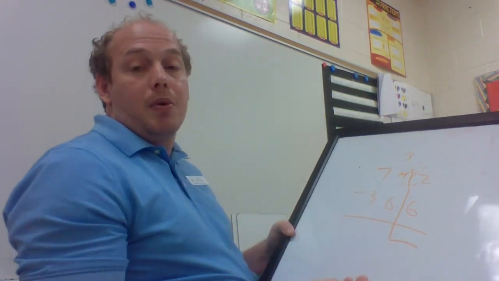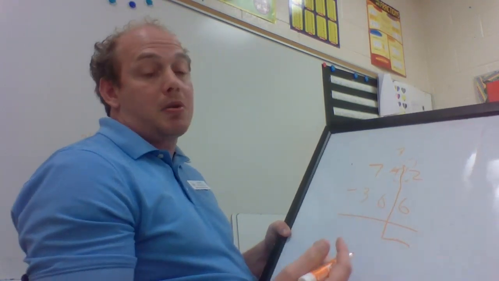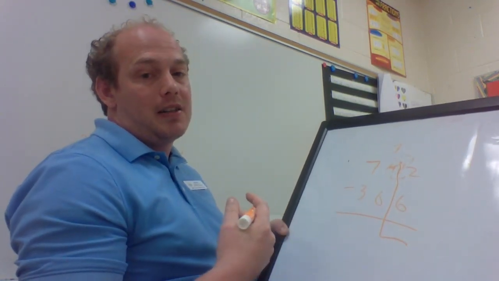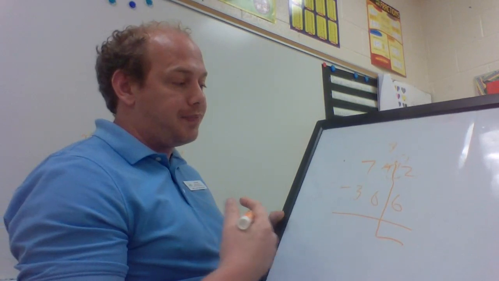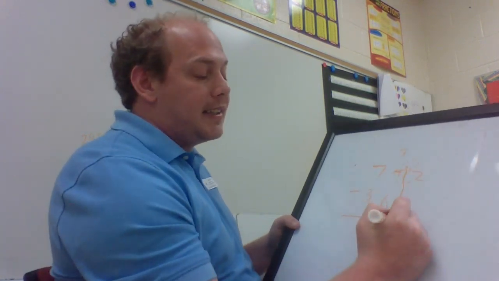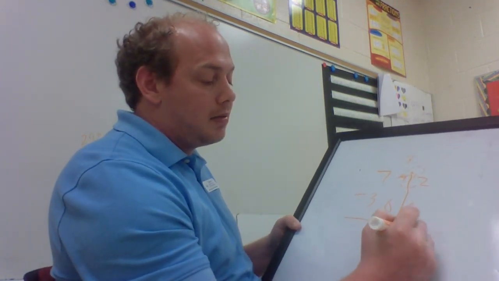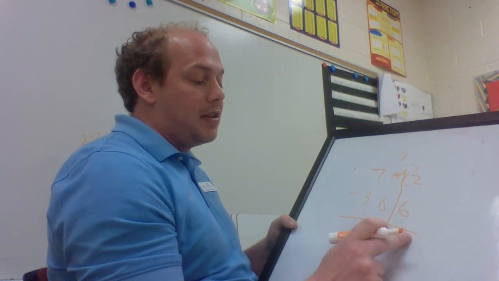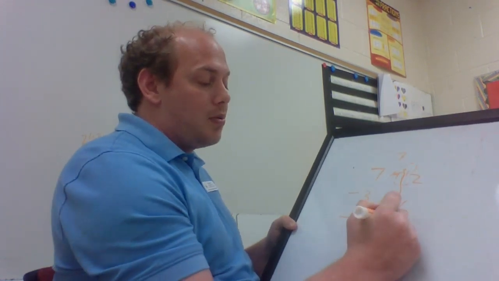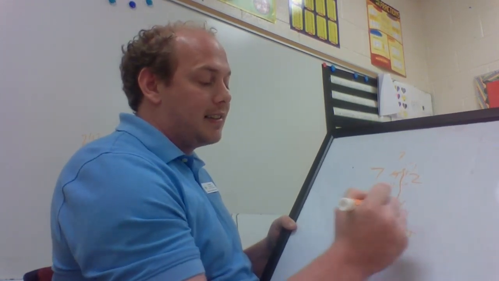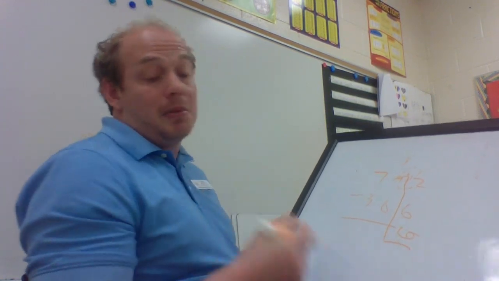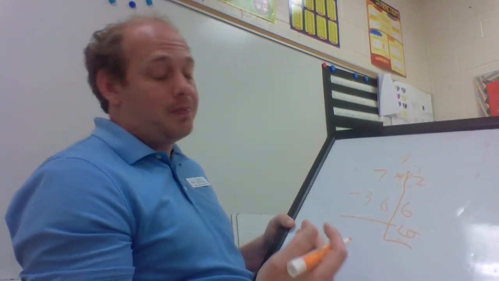Now, you can go ahead with regrouping or you can go ahead and subtract. I like to go ahead and subtract just to keep myself on track. So 12 minus 6 is 6. And that looks terrible. 12 minus 6 is 6. And that doesn't look much better. But we're going to go with it.